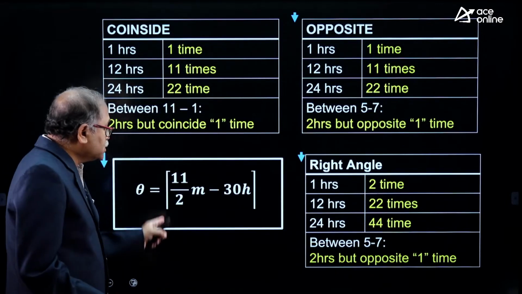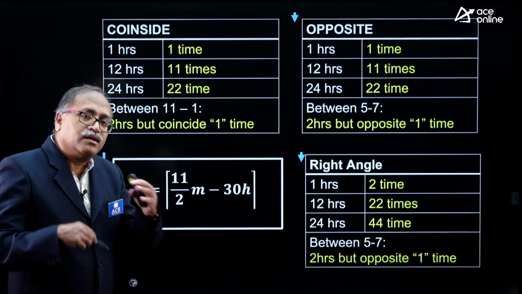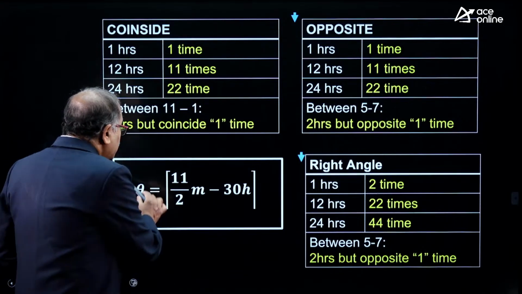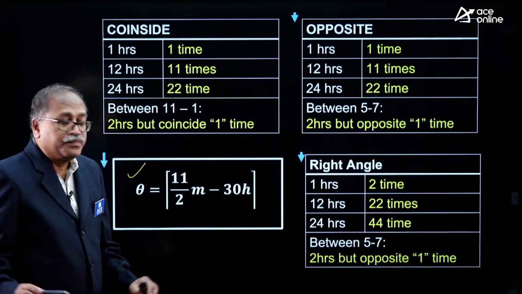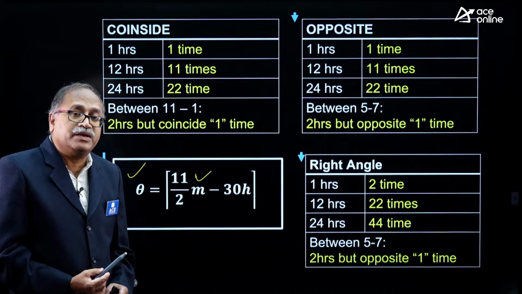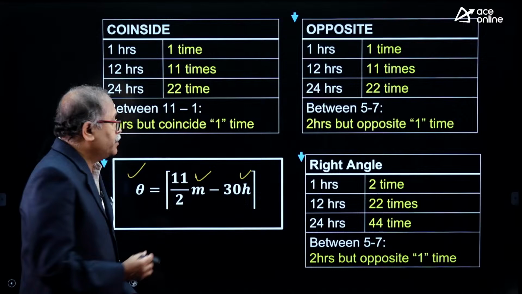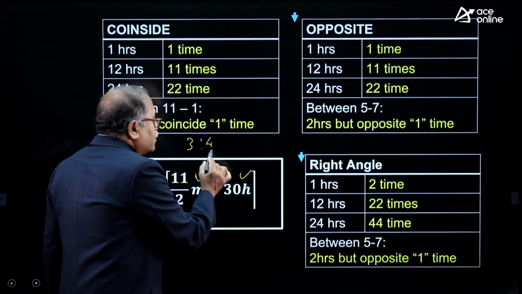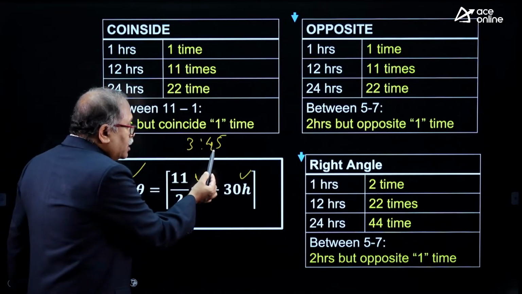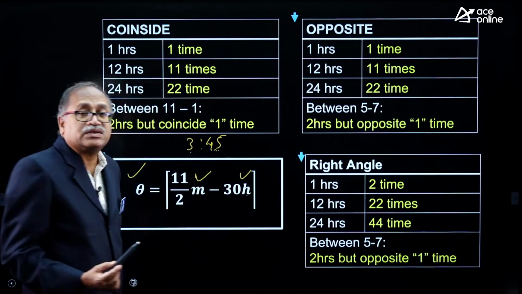And at the end, there is a formula, and it's a very basic formula. We can find out the alternate way also, but this formula is very, very useful. Theta, that is an angle, is equal to 11 by 2 M minus 30 H, where M indicates minutes and H indicates hours. So if I write 3 hours 45 minutes, what is M here? M is 45 minutes. What is H here? The number of hours, that is 3.